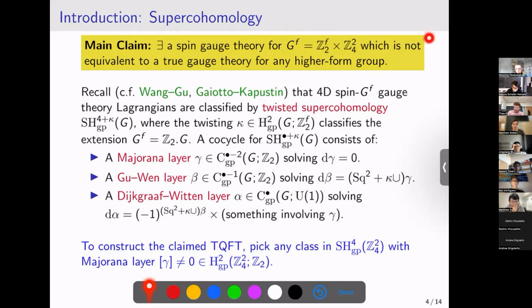So let me tell you a little bit about how I'll build this spin gauge theory, just so you really have it in your hand, so that you could go away and ignore me for the rest of the talk and go try to build it yourself. And to do that, I have to remind you a bit about how spin gauge theories are classified.